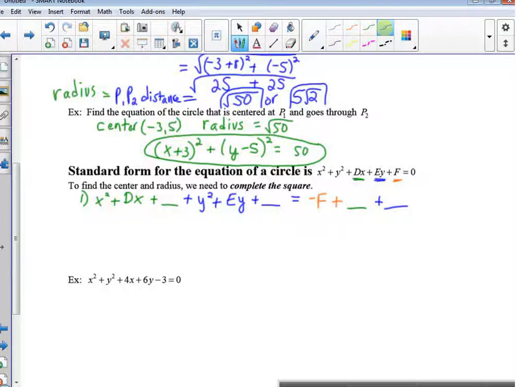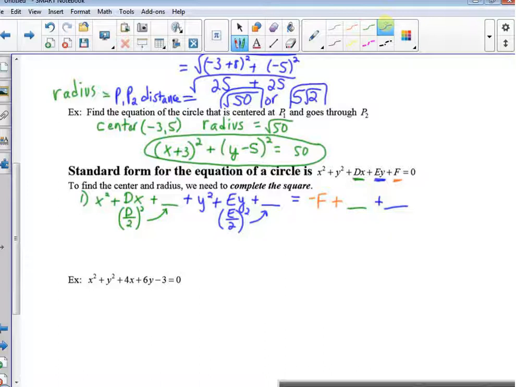Now, to get what is added to the end of that, we take d, I'm going to put it in green. So we take that coefficient divided by 2 and square it, and that's what goes there. And we take e, whatever that coefficient is, divided by 2 and square it, and we put that there. And then we add that same amount on both sides.